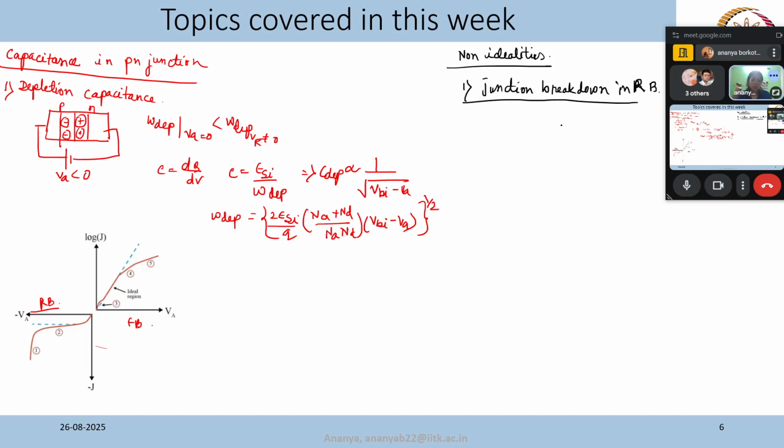Breakdown means in reverse bias, ideally we don't want any current conduction. We get a very small current that is equal to Js, but if there is a large current flowing, then we call it a breakdown. Now there are two types of breakdown that can happen. The first one is Zener breakdown.